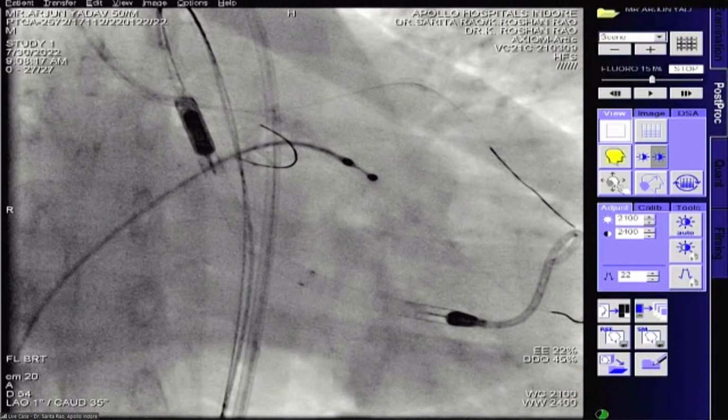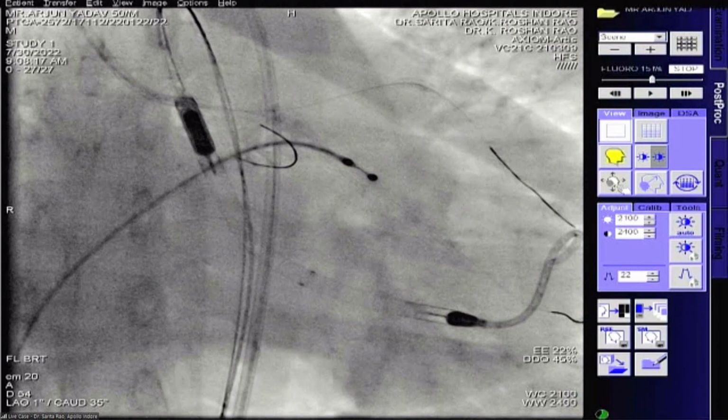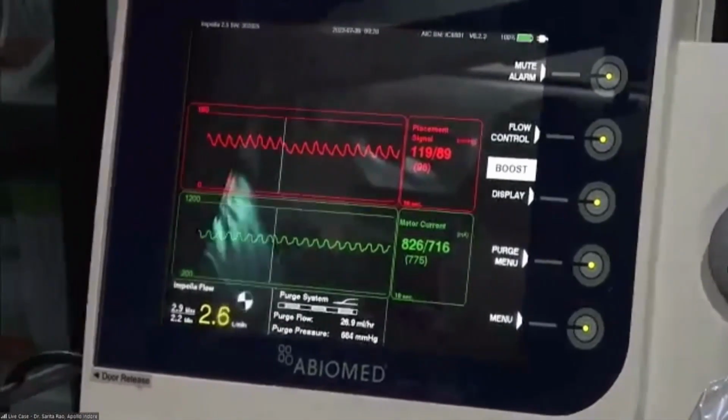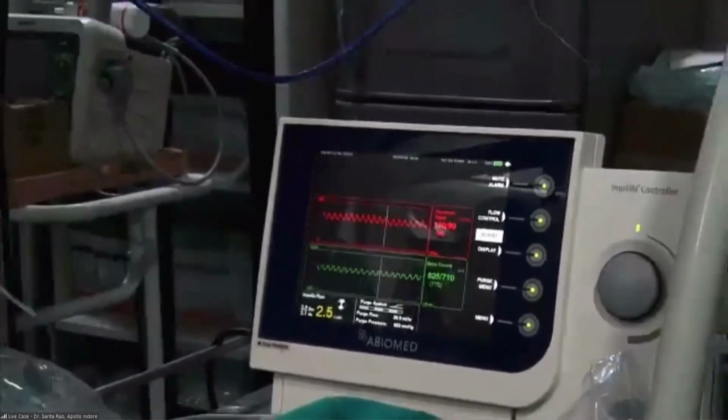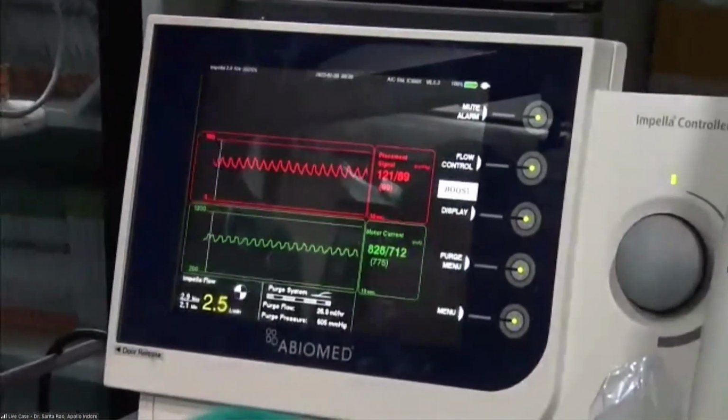Can they show the hemodynamics on a different screen? Show us the impeller, please, and the console. Can somebody show that? Are you able to see it now? No, not yet. Can somebody show the hemodynamics of the impeller and of the screen both? 120 by 80. That's good.